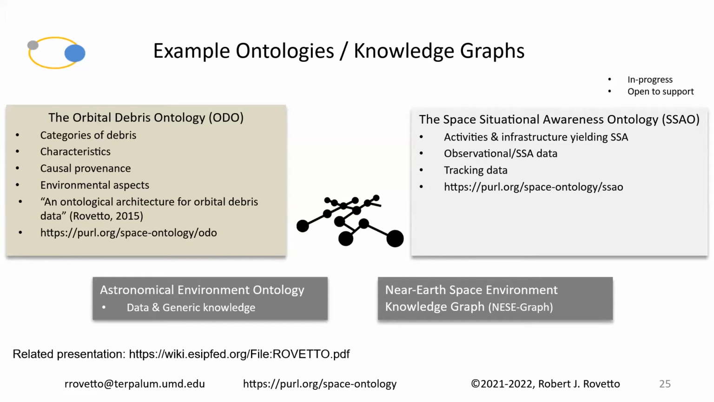One is the orbital debris ontology, which I spoke on in 2015, and that involves providing a computable vocabulary knowledge model for categories of debris, the characteristics thereof, some causal provenance or history, environmental aspects for that environment. Another ontology is the space situational awareness ontology, and that essentially involves capturing the activities and infrastructure that allows us to attain awareness of the orbital environment, and that includes observational data as well as tracking data.